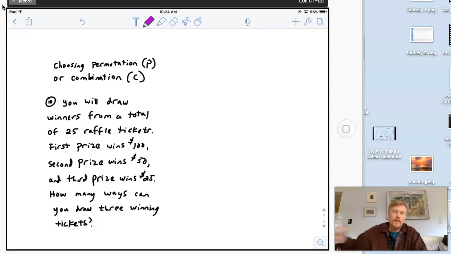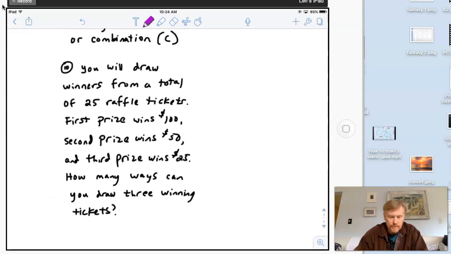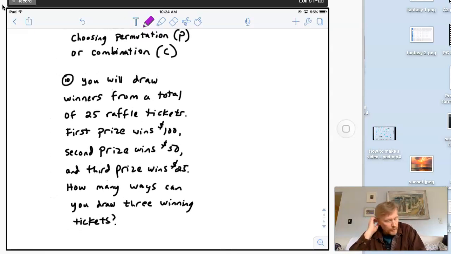Choosing. So they're not going to tell you which it is. You have to figure out whether you use the C formula or the P formula. Remember, order matters for the permutations. Order doesn't matter for combinations. The question says this. You will draw winners from a total of 25 raffle tickets. First prize wins $100, second prize wins $50, third prize wins $25. How many ways can you draw 3 winning tickets?